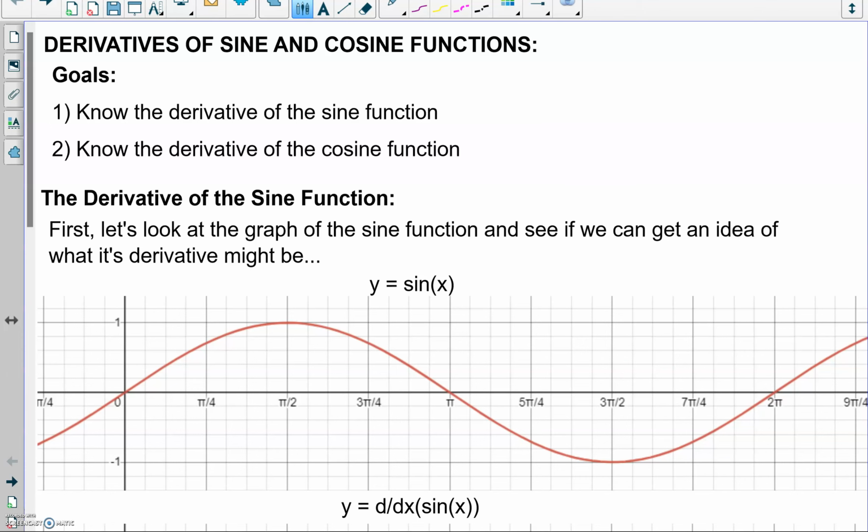Derivatives of sine and cosine functions. So the goals here: we want to know the derivative of the sine function and the derivative of the cosine function. Believe it or not, with just those two, you can build up all the rest: the tangent, cotangent, secant, cosecant. As long as you know the sine and cosine, you can do all the rest.